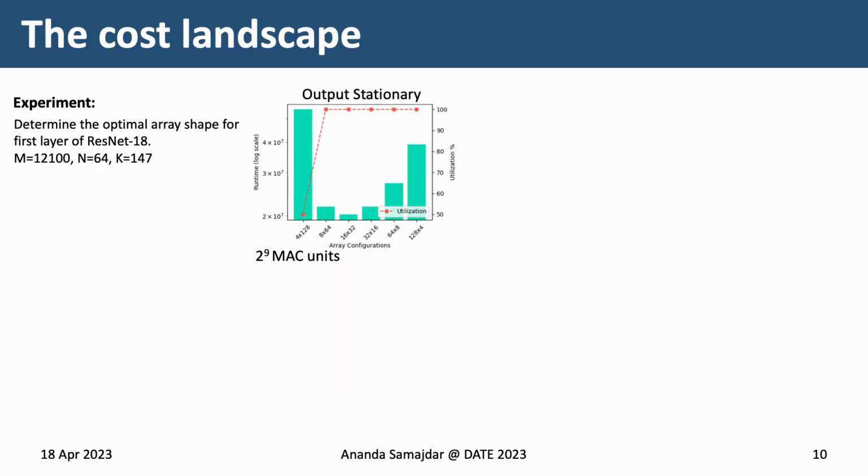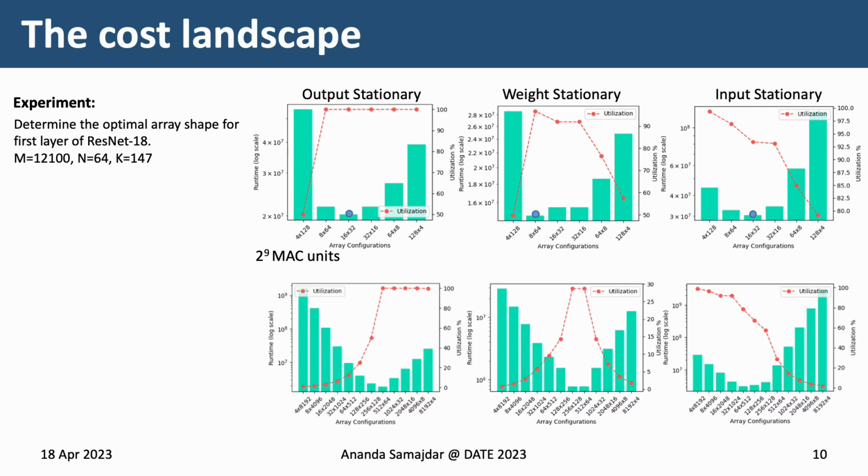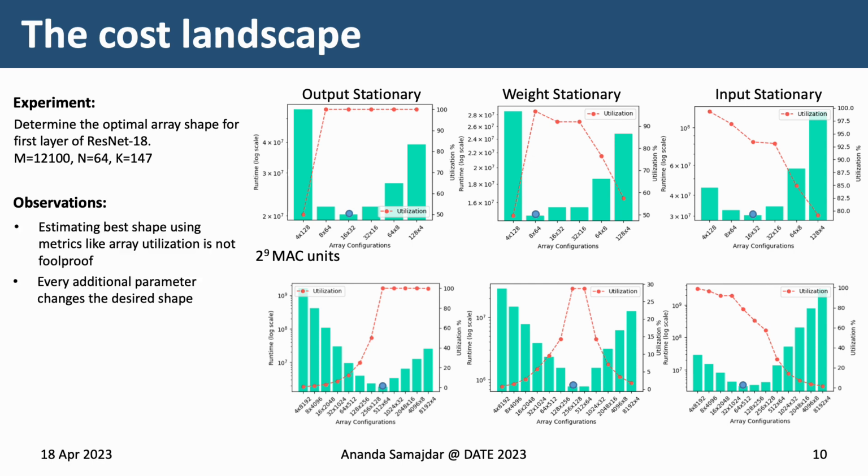We try to examine the cost landscape to see if there is any pattern of the optimal shape for various data flows for a given GEMM and MAC units. We see that the optimal configuration changes for the various data flows. When an additional parameter like maximum MAC units is changed, the relative shape changes as well. Moreover, proxies such as array utilization are of little help to predict the optimal array shape.